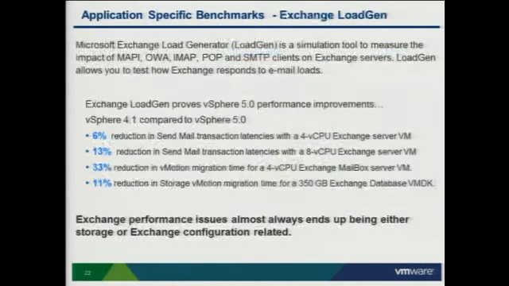And I'll just go back once. When you are thinking about mailboxes and Exchange servers and things like that, storage still is one of the biggest causes of performance issues in the virtualized environment. So whenever we get an Exchange problem, it's generally either the storage or they've just misconfigured the Exchange server.